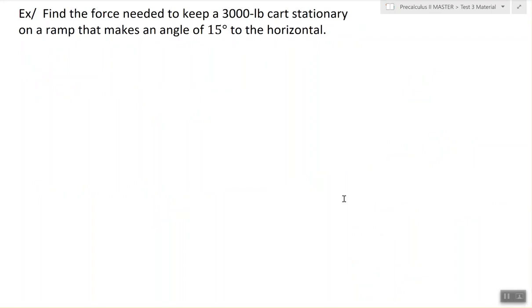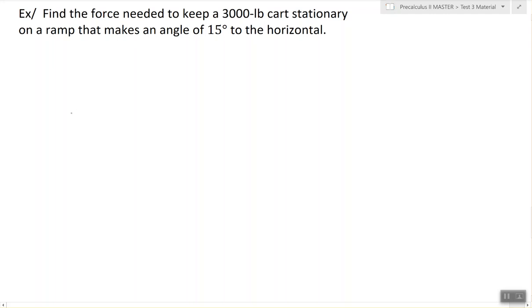This next example, we're going to find the force needed to keep a 3,000-pound cart stationary on a ramp that makes an angle of 15 degrees to the horizontal. Now we are going to assume that that 3,000-pound cart doesn't have resistance. Maybe it's on very free turning wheels. So it's a highly simplified problem, but it helps you to practice the skills to get ready for a more difficult problem later on. So let's do some drawing.